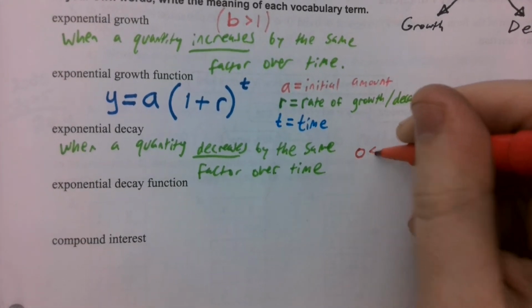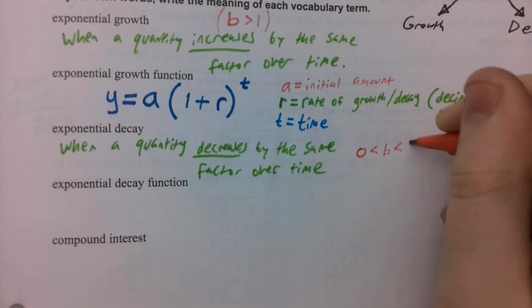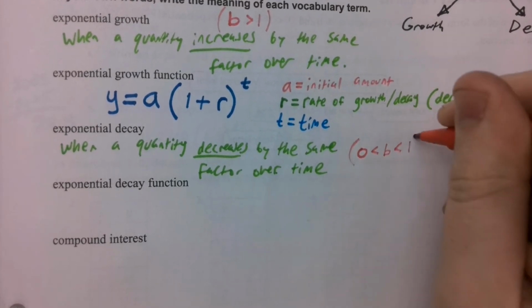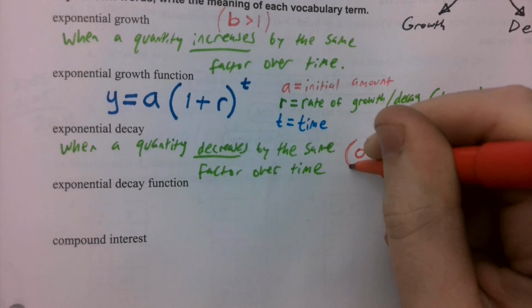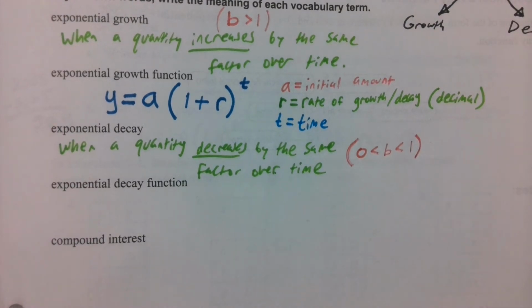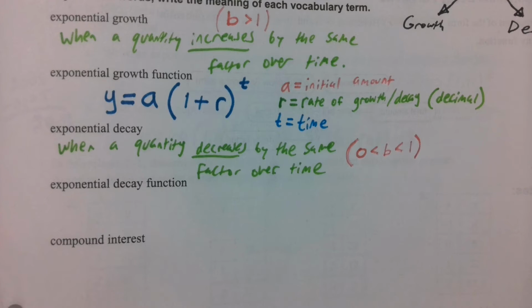Also keep in mind that in order to decay, our b value has to be in between 0 and 1. If it's negative, it's a no-go. So, if we are exponentially decaying, we are going to be decreasing our functions. Let's take a look at a different example here.